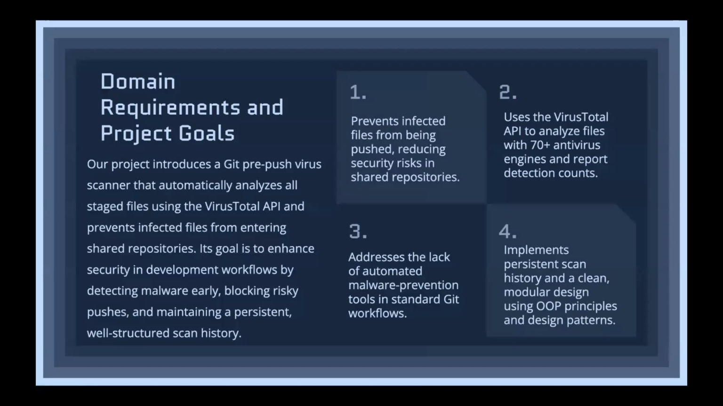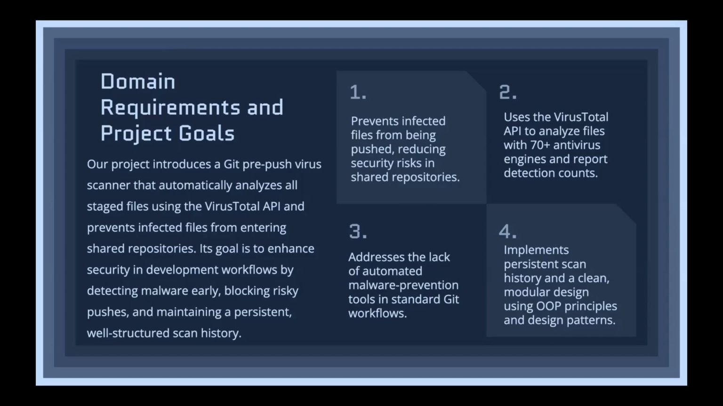So for our domain requirements and project goals, our project introduces a Git pre-push virus scanner that analyzes all staged files and uses the VirusTotal API to prevent infected files from entering shared repositories. Its goal is to enhance security in development workflows by detecting malware early, blocking risky pushes, and maintaining a persistent, well-structured scan history. For some of our domain requirements, one of them is to prevent infected files from being pushed, reducing security risks in shared repositories.